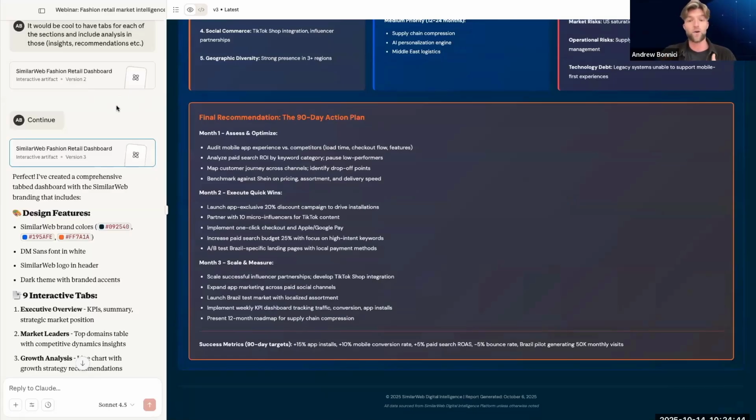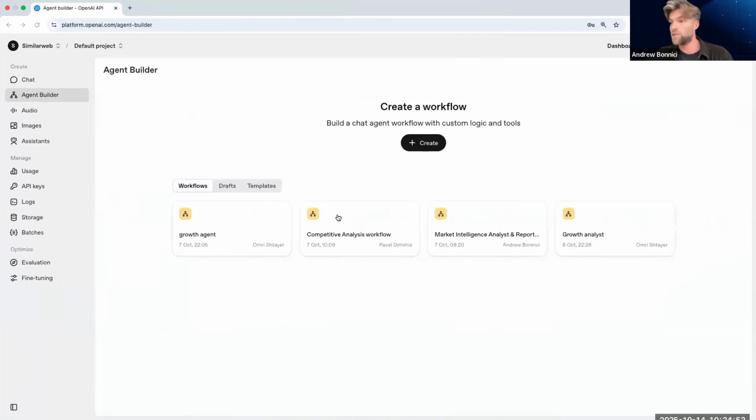So what I'm going to quickly show you is how you can integrate Similarweb data into an agentic workflow using OpenAI. So to do this, I'm going to use the agent builder. Omri mentioned this only got released by OpenAI last week, so it's very, very new. I'm not sure if anyone on the call has had an opportunity to go in and test it out, but it is very, very cool.